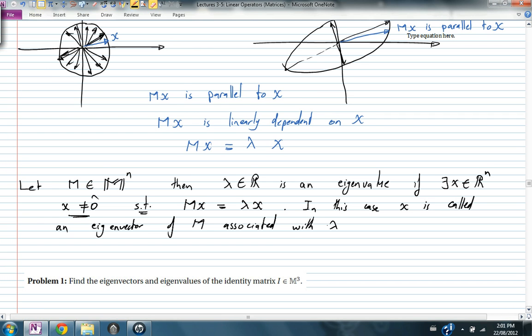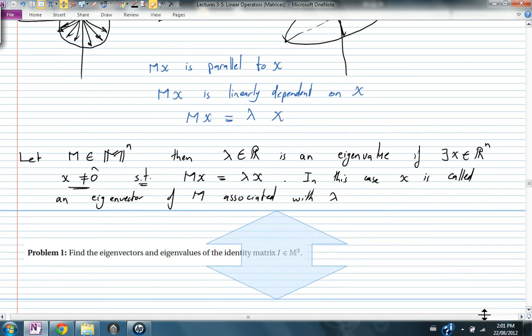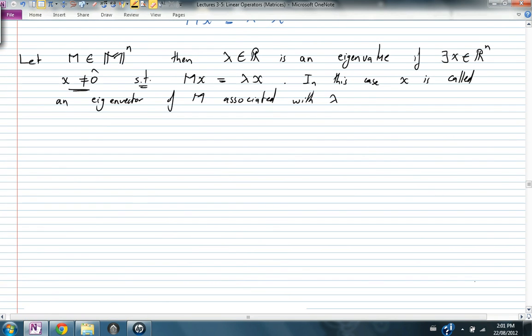Now let's discuss how to find the eigenvalues and eigenvectors. To find the eigenvalues or the eigenvectors, I would like to have Mx defined.